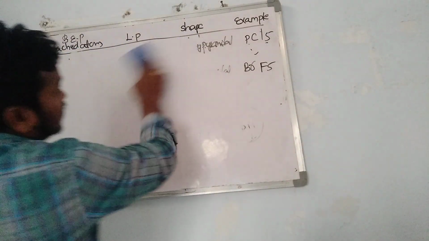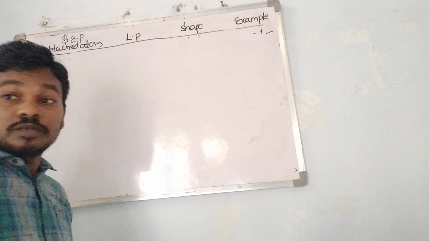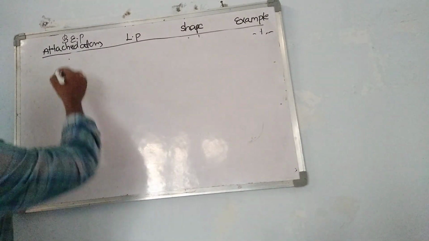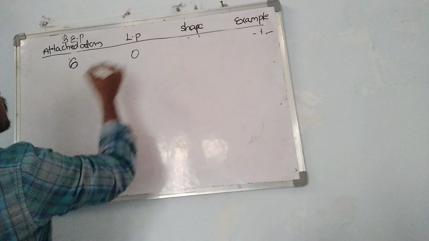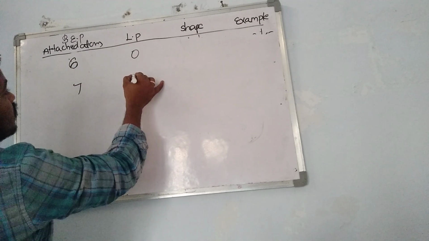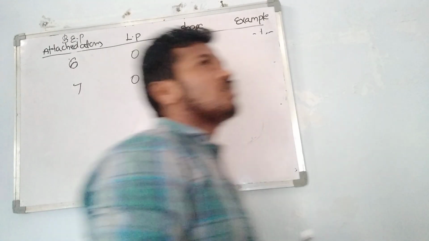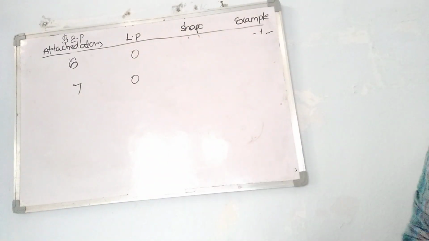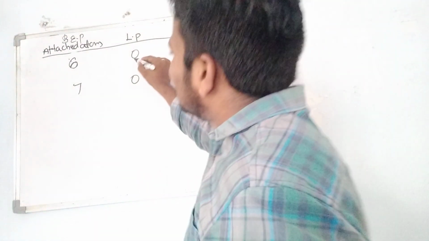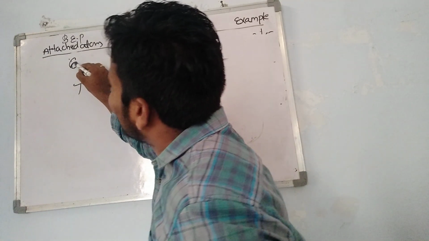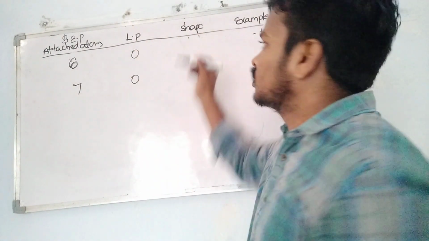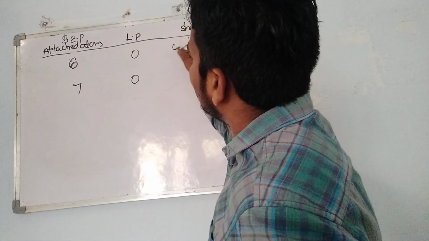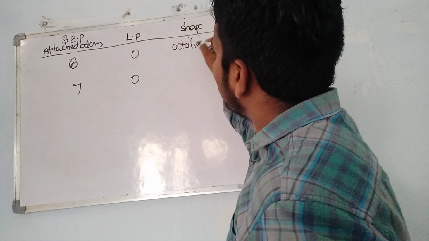Next one is if the central atom is attached with 6, or with 7. If the central atom is attached with 6 with 0 lone pair, or attached with 7 with 0 lone pair, here you cannot see 1 lone pair, 2 lone pair, 3 lone pair. See here, 0 is what it looks like? It looks like O only. So write it as octahedral.